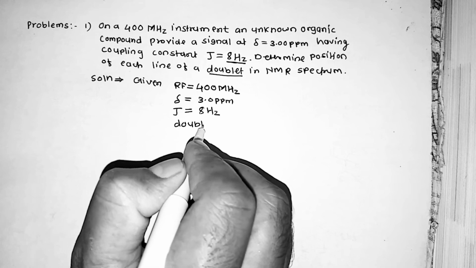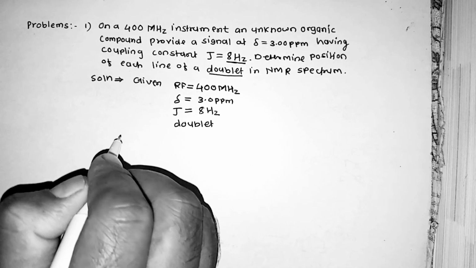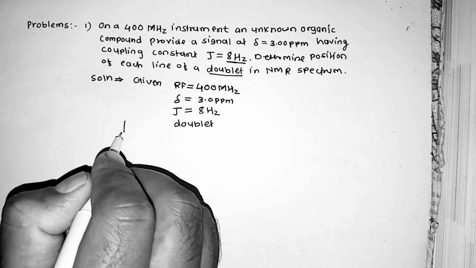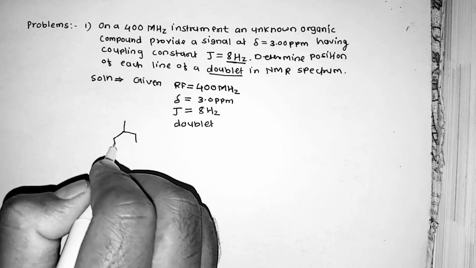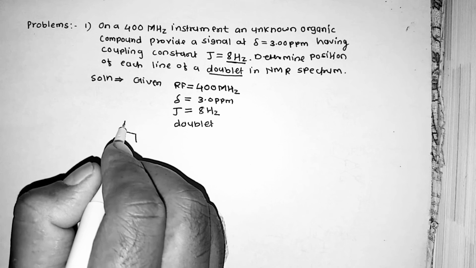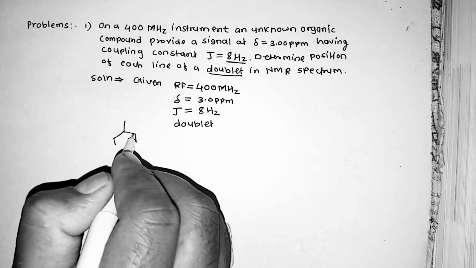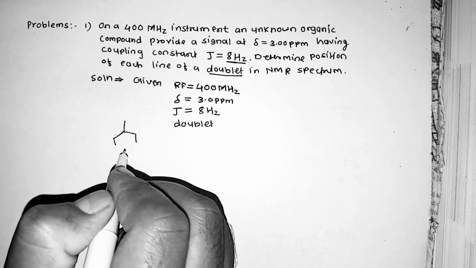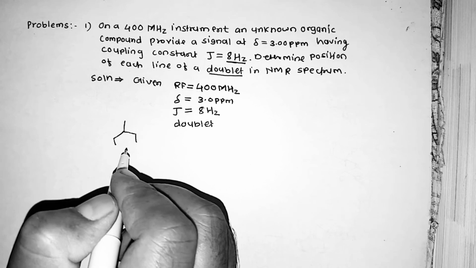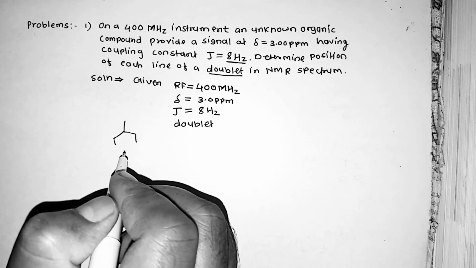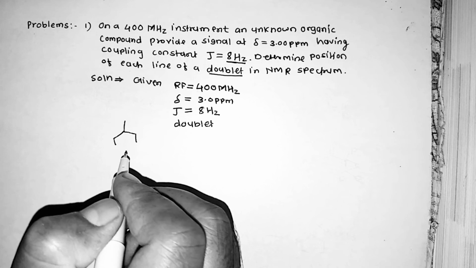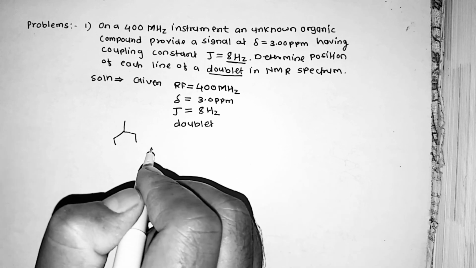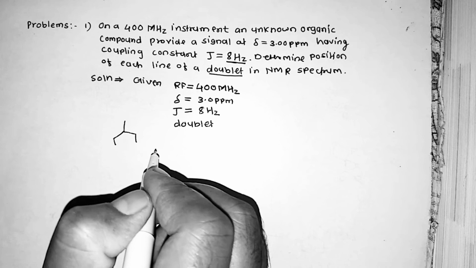It means that a signal is divided into two lines. A single peak is divided into two lines, that is a doublet, as we have already seen in the previous lectures on splitting of signals. So here the problem is very easy.